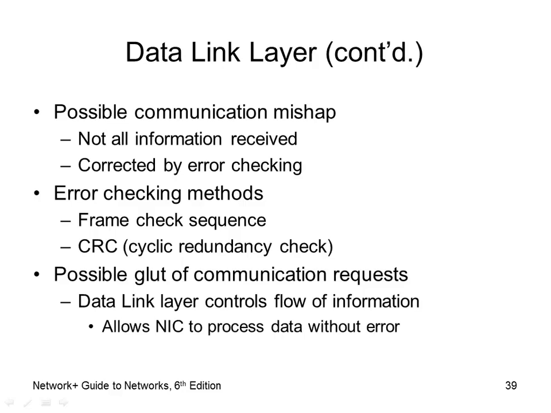So things that do happen at the data link layer, maybe not all the information was received. Well, it can possibly be corrected with error checking. There are 2 types of error checking to know about. A frame check sequence and then what's called CRC. And CRC is an acronym for cyclic redundancy check. And this goes back to that checksum I talked about earlier where we run that mathematical formula. That formula is actually called a CRC algorithm, or a cyclical redundancy check. So the data link layer controls the flow of information, which then allows the physical NIC, or the network card, to be able to process the data without error.